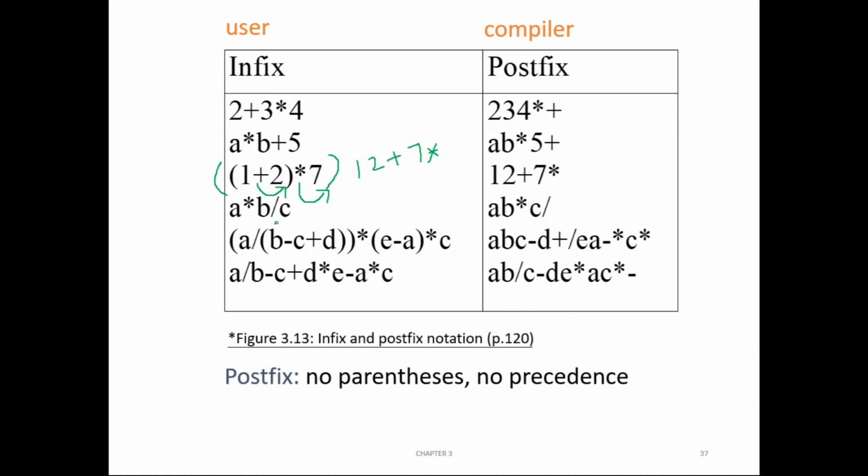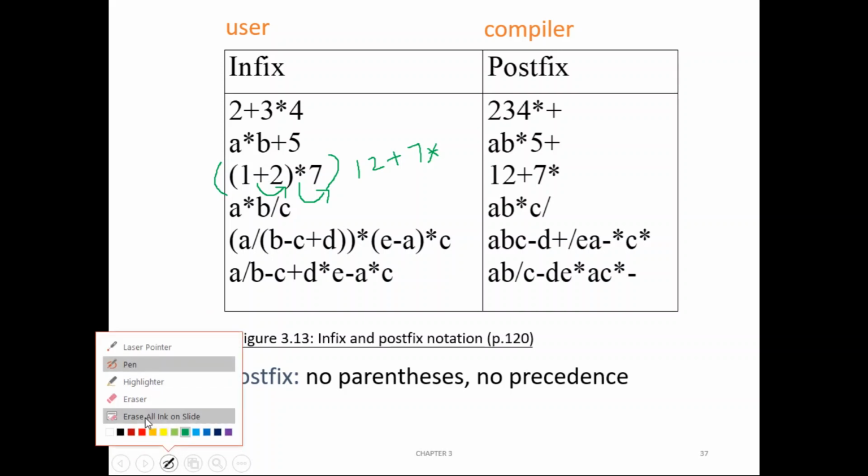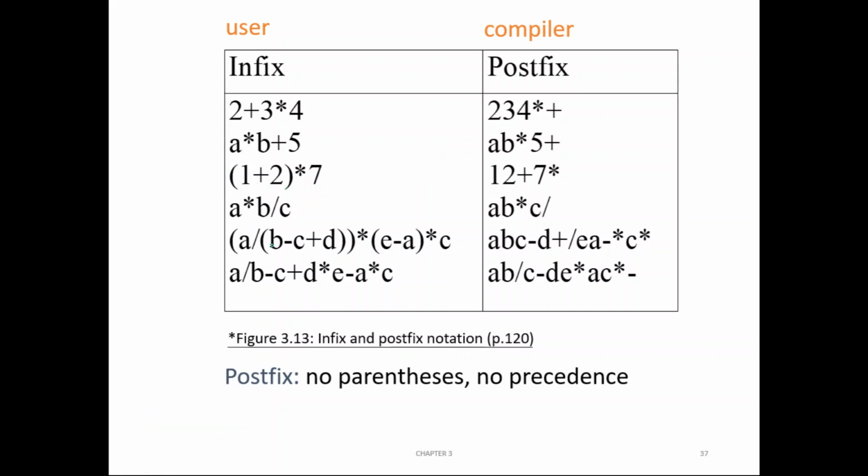Similarly, you can think of other instructions. Say this: a star b slash c. Here there are two operators, star and slash, both have equal priority. So then you have to go for the associativity rule. So it will execute left to right. Star and slash, the associativity is left to right. So a star b will be done first, and that result will be divided by c.